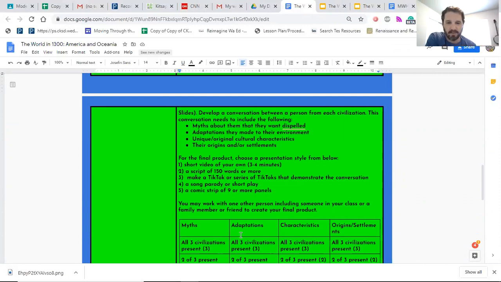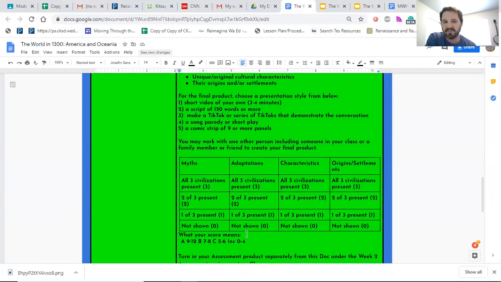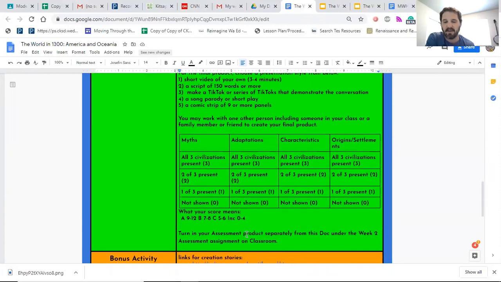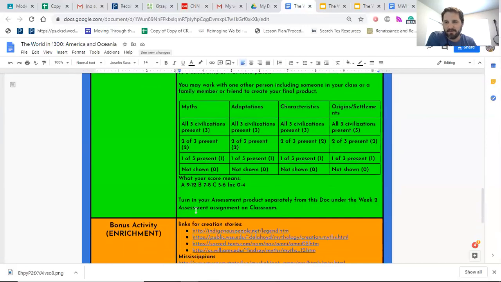We have a little rubric down here about how we would measure that and what you could do to get a grade. For those who want to get an A grade, you want to really shoot to deal with all 3 civilizations from the part of the world that we talked about. That also explains the myths, adaptations, characteristics, origins, and settlements. If you're shooting for a C grade, then you just have to do a couple of these pretty well and mention the other 2. I mean, I don't shoot for a C, just shoot for an A. Don't listen to what I just said about the other part.